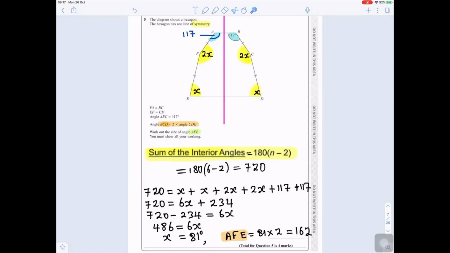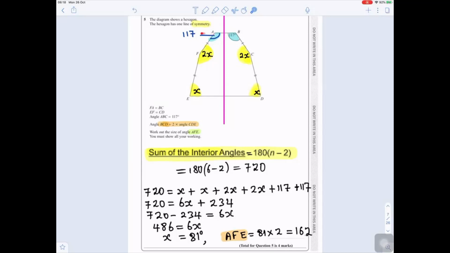Now let's add up those angles. Let's start with this bottom corner, which is E. x, plus, looking at the diagram, x at the other bottom corner, plus 2x, plus 2x, all of these are colored in yellow, plus 117 plus 117.